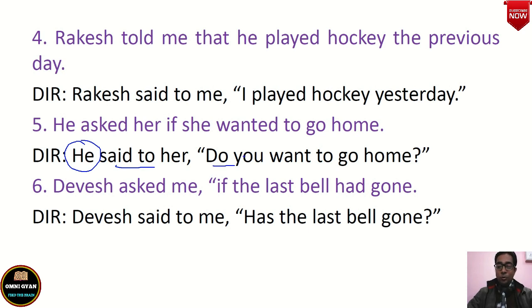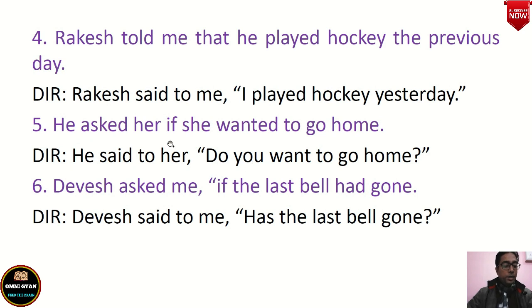If she wanted to go home, changes into do you want to go home, and then put a question mark and then you close the inverted commas. पहले आप पंक्चुएशन लगाएंगे, फुल स्टॉप या क्वेश्चन मार्क, उसके बाद अब इन्वर्टेड कॉमाज. Inverted commas at the end, दरवाजा आप अंत में बंद करेंगे. सब खत्म हो जाने के बाद you close the door. ठीक है, are you understanding?